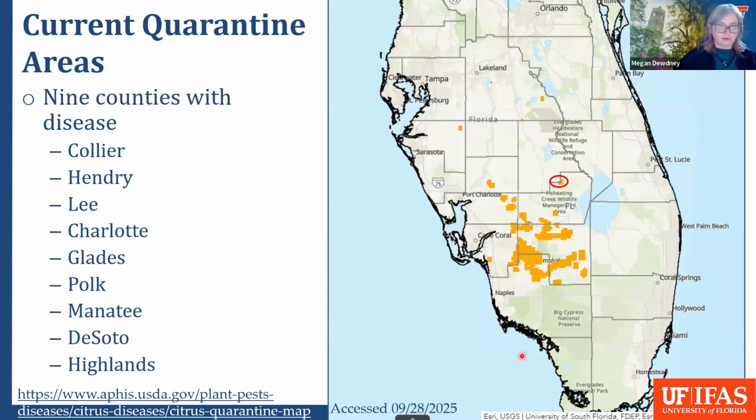So our current quarantine areas, we've got 9 counties with disease, including Collier, Hendry, Lee, Charlotte, Glades. We've got this one here in Glades, it's just bleeding slightly over into Highlands, Manatee, this location, the original location in Polk, but more concerningly, this one here in Polk. So it is making moves, whether it is moving on equipment and vehicles, or whether it is moving naturally.